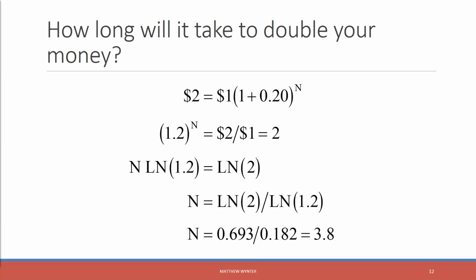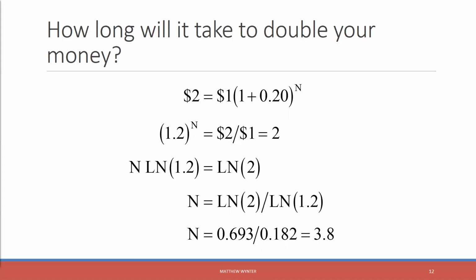That 1.2 is my interest rate. It's how it's going to compound. And n is the number of periods through which this will compound. That's what I don't know. So when I follow my order of operations, I do my parentheses first and I rearrange my terms. Now I've got 1.2 to the n equals $2 over $1, which equals 2.